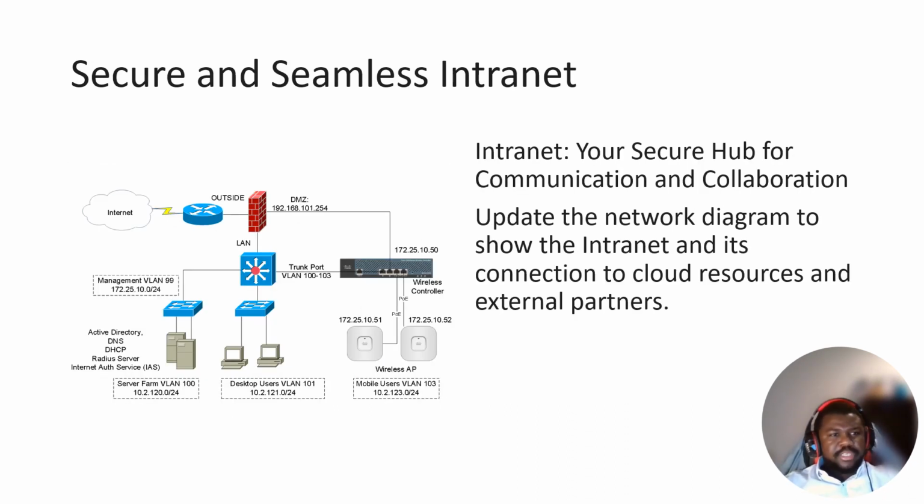We also want to create a secure and seamless intranet, that is, a network within our own company that is completely used by our employees and of course our partners. We want our intranet to be secure for our communication and collaboration. We want to update the network diagram again to show the internet and its connections to the cloud resources and external partners, and this is all demonstrated in the Cisco diagram to the left.